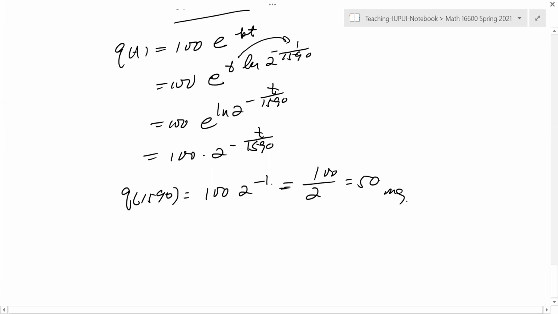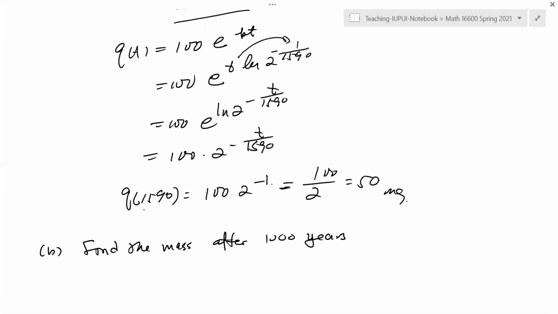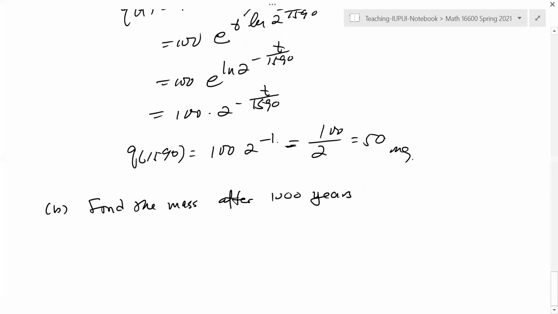All right. Now the next one, the second problem, is we want to find the mass after 1,000 years. 1,000 years, I think, is shorter than 1,590 years, right? So I think it's not going to be the half-life. Probably, my guess is maybe 80, about 70, whatever, right? Because 1,000 is shorter.